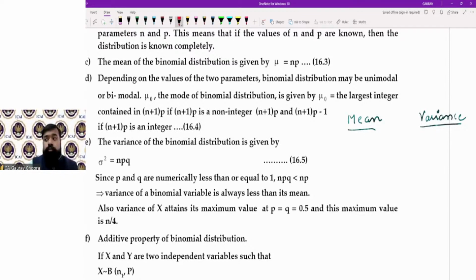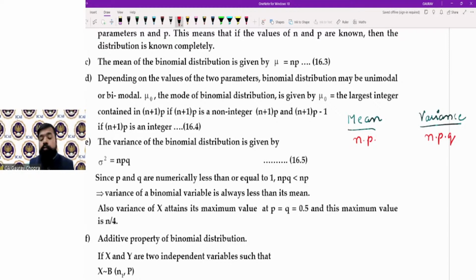So what is the formula for mean? The formula for mean is n multiplied by p. And what is the formula for variance? It is npq. So mean is np, variance is npq. So which is greater in case of binomial distribution? Many theoretical questions come from this chapter, so you have to be careful in theory as well. But theory is very, very easy, not difficult. So which one will be greater, mean or variance?